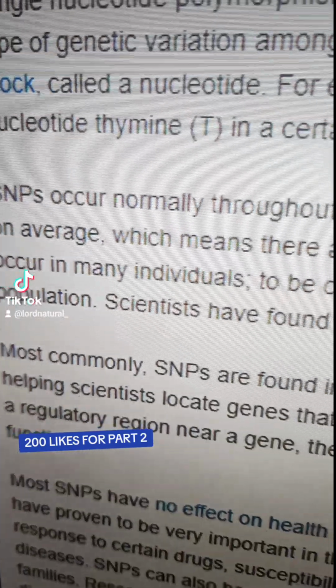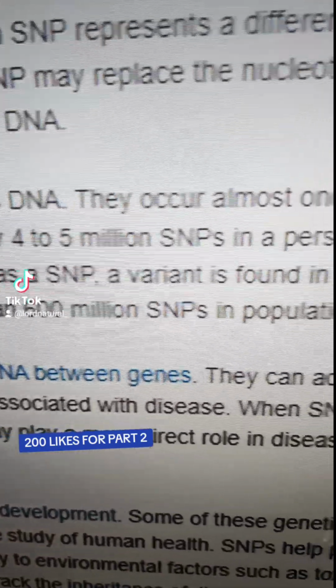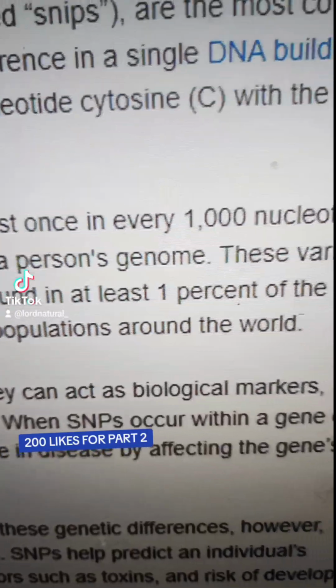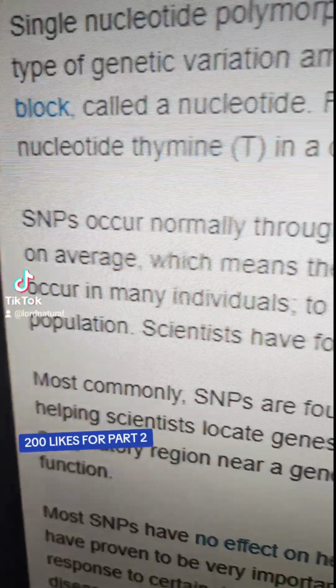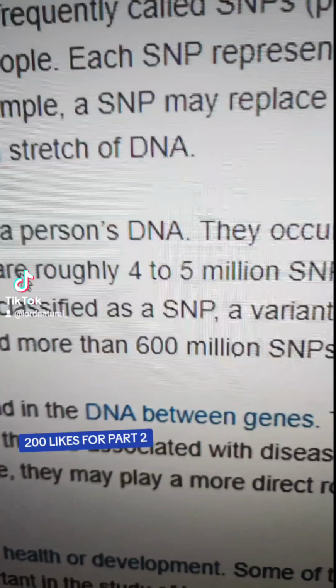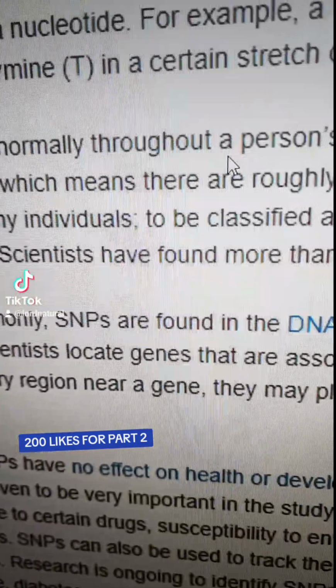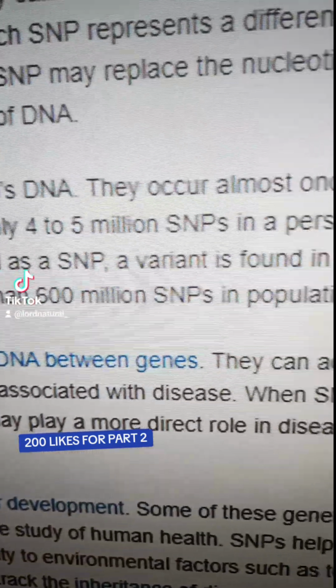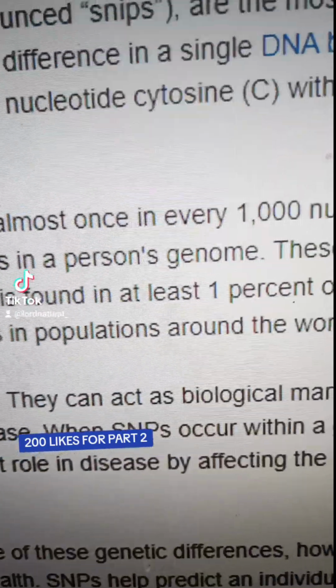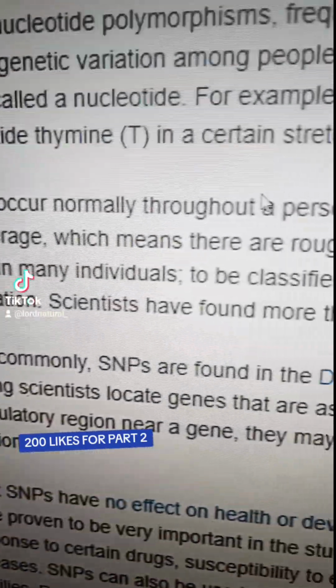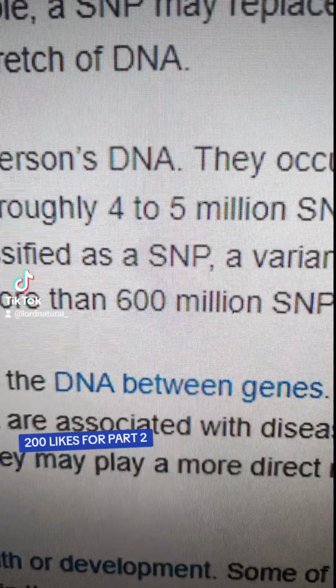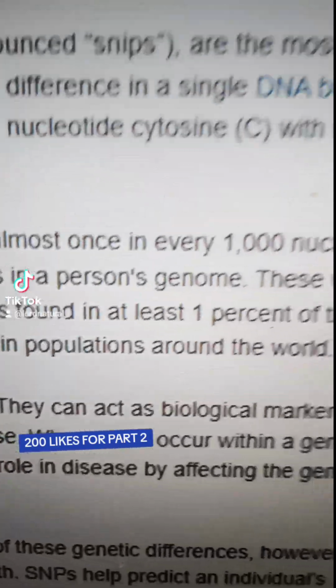So how many SNPs does a human being possess? Let's find out. SNPs occur normally throughout a person's DNA. They occur almost once in every 1,000 nucleotides on average, which means there are roughly 4 to 5 million SNPs in a person's genome. The variation must occur in many individuals to be classified as a SNP. A variant is found in at least 1% of the population. Scientists have found more than 600 million SNPs in populations around the world.